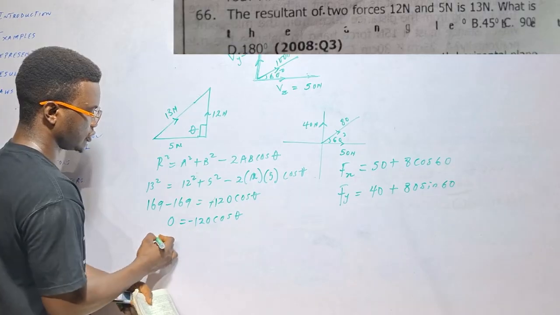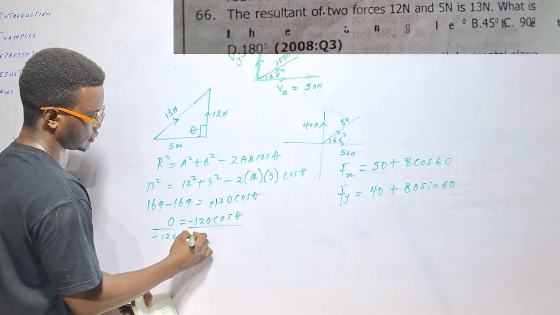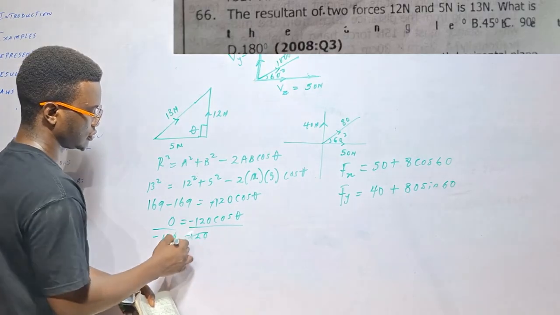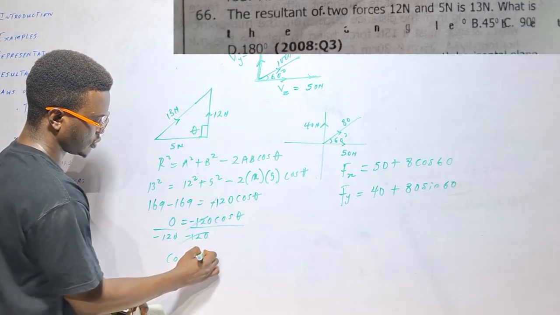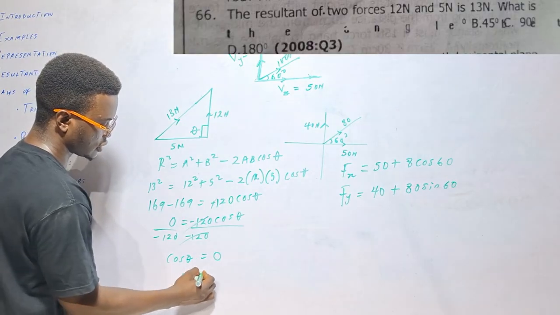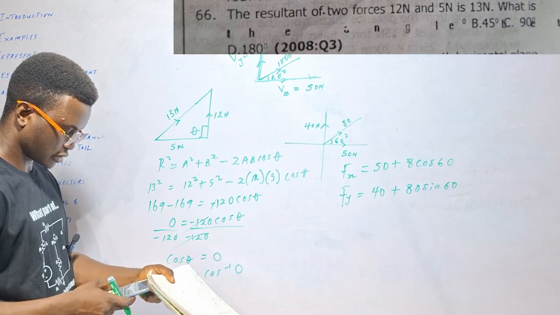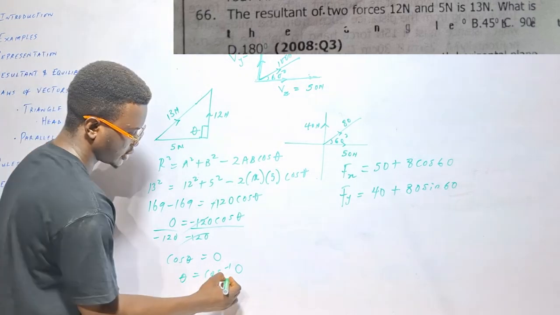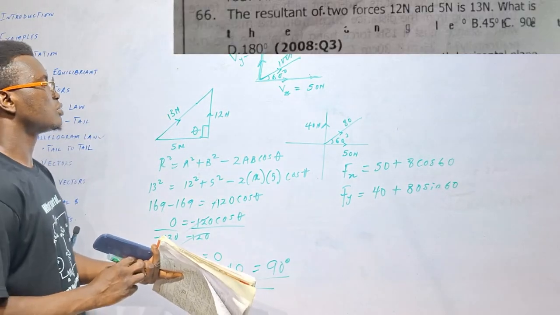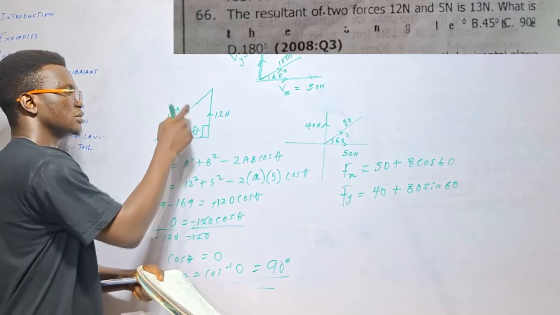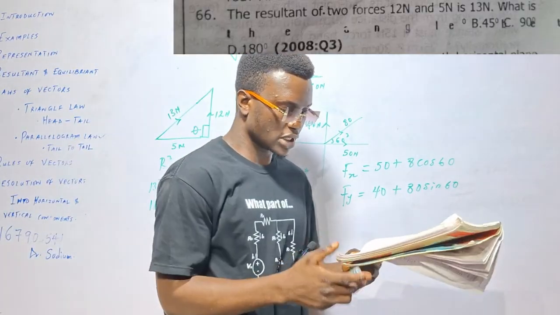So divide both sides by minus 120. So cos theta is going to be equal to 0. So theta is going to be arc cos 0. So shift cos 0 is 90 degrees. So my answer is 90 degrees. So when they are perpendicular to each other, when you have them like this, then the answer theta is 90 degrees. So that's what that part is saying.